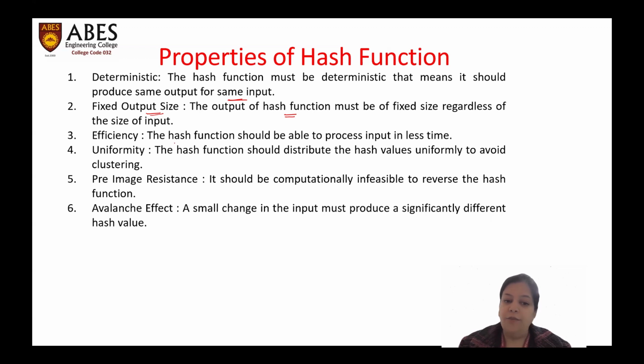Efficiency. The hash function should be able to produce the output in less time complexity. Uniformity. The hash function should distribute the hash values into the hash table uniformly. This is done to avoid clustering. Then pre-image resistance, that is, it should be computationally infeasible to reverse the hash function. Then the last property of hash function is avalanche effect. A small change in the input must produce a significant difference in the hash value to avoid retracing.